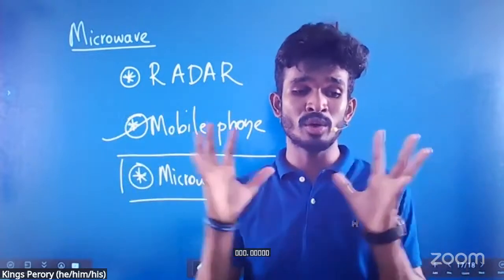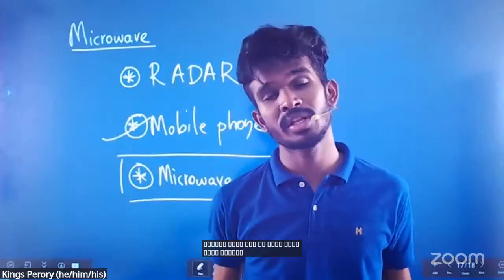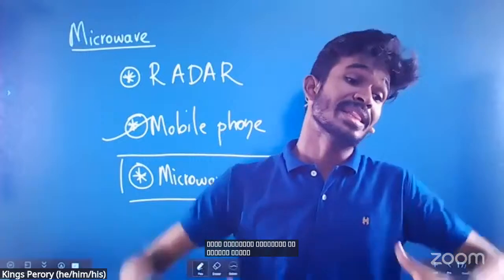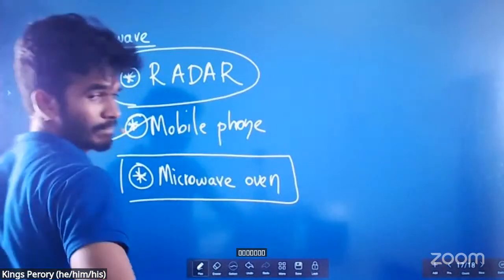There should be no microwave interruptions within the flight. Then they can make proper communication between the flight and the control center. That system is called the radar system.